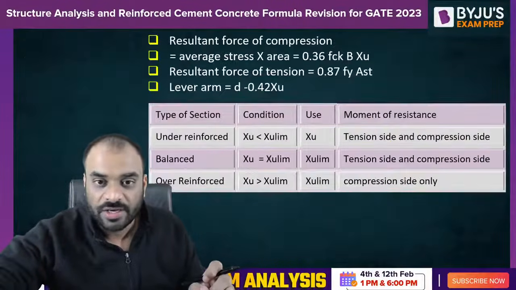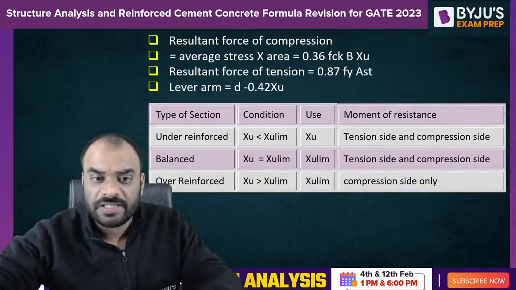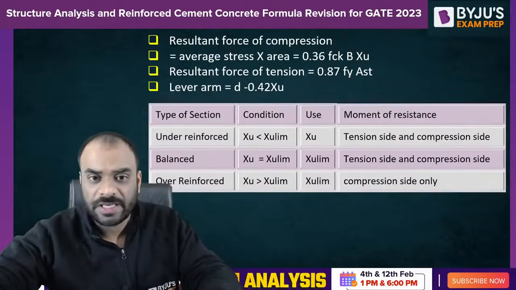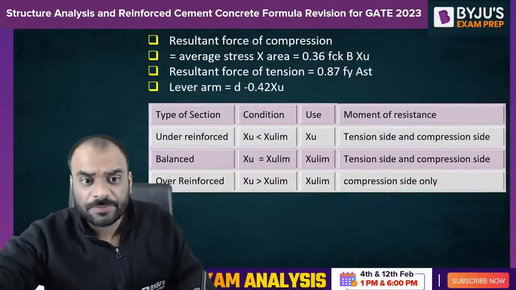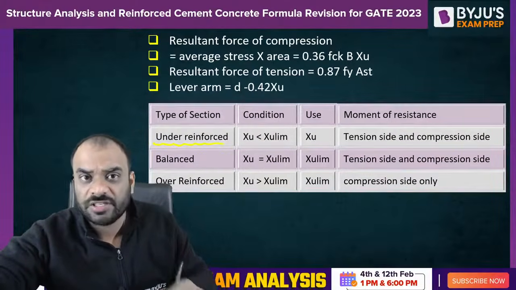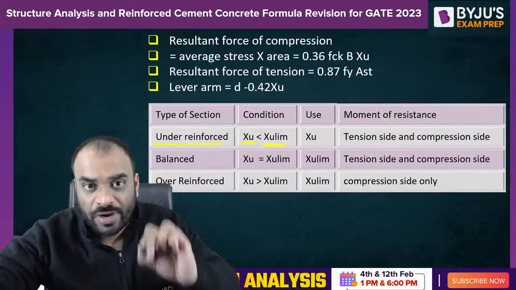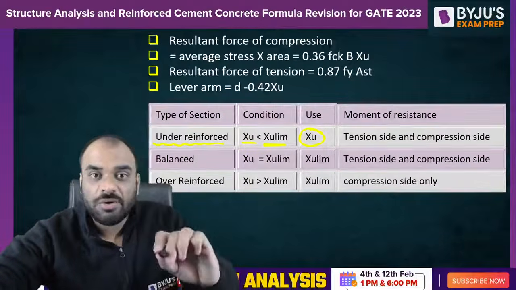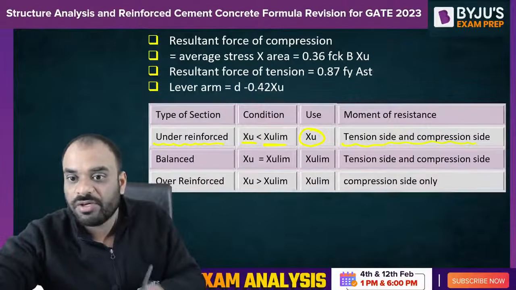Very nice. Now guys, the question is, sir, if we have different sections like under reinforced section, balanced section, over reinforced section, then what should be the condition and what formula do we have to use to calculate the MR? Very simple guys, I have made one table by which you are able to remember it quickly. Let us suppose our section is under reinforced, that means the actual depth of neutral axis is less than limiting depth of neutral axis. So while calculating the moment of resistance, you have to use XU, and you can find the value of MR from the tension side as well as the compression side, from both sides.